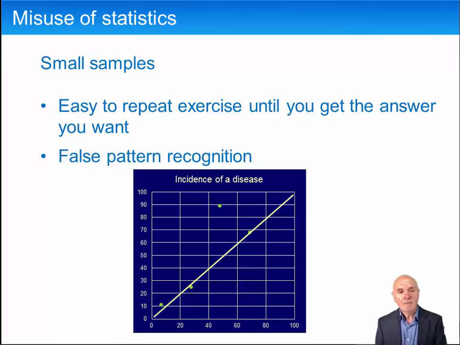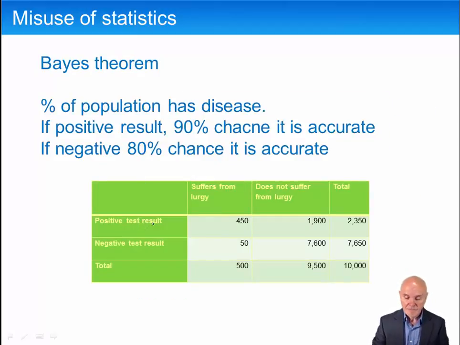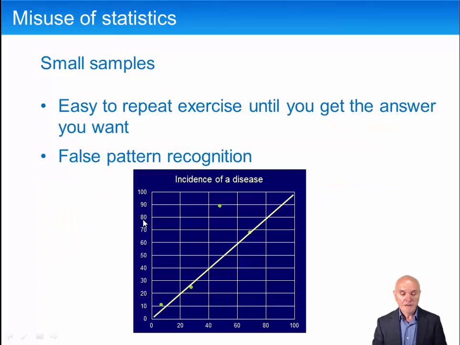It's also possible with small samples to read too much into the results which come out. It's very easy to see patterns where none exist. So here, and this is taken from the notes as well, I want you to imagine you've got a country which is 100 kilometres up and down and 100 kilometres the other way.